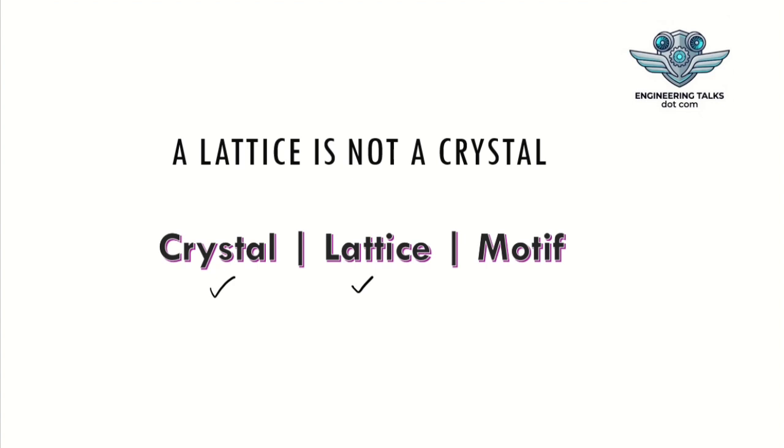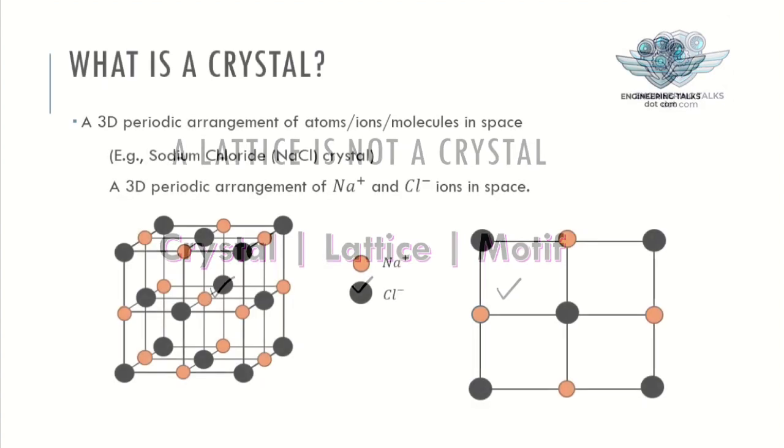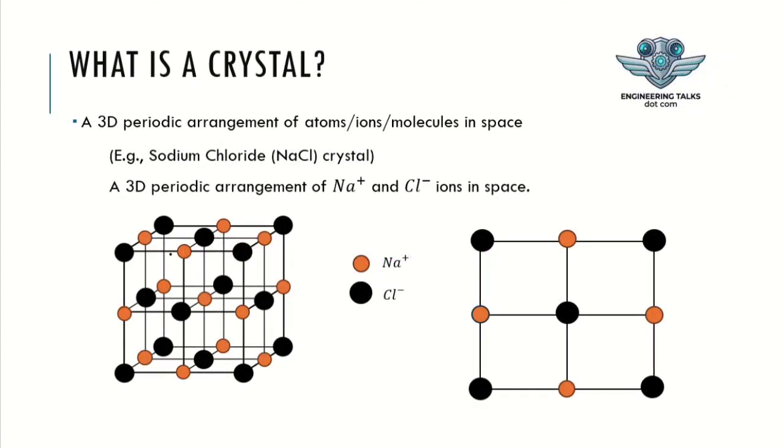Let's find that out. While we figure out the difference between these two words, we will also get to know what is meant by a motive. So, what do you mean by a crystal? A crystal can be defined as a three-dimensional periodic arrangement of atoms or ions or molecules in space.